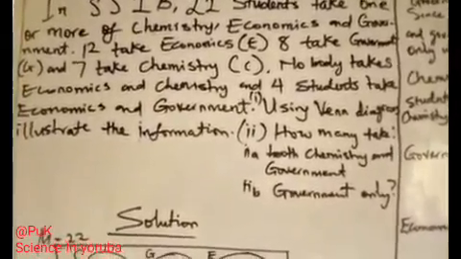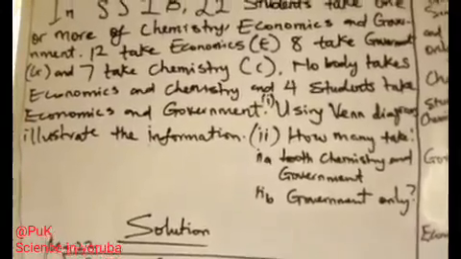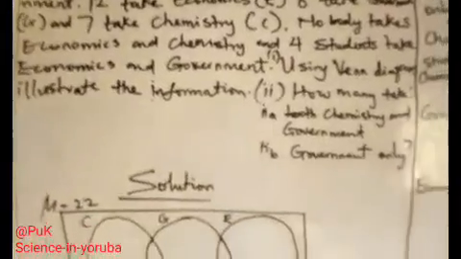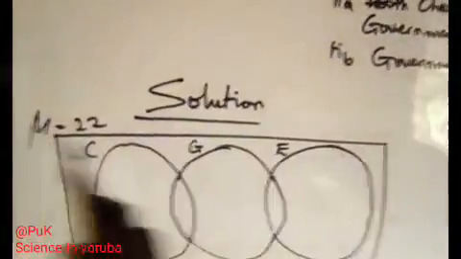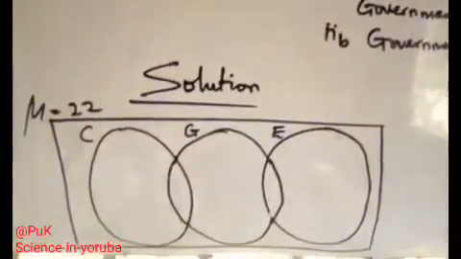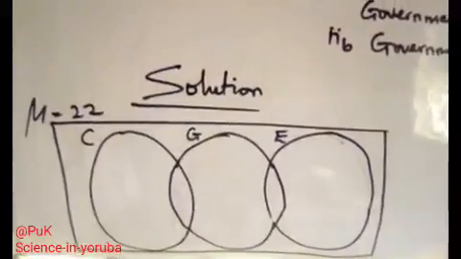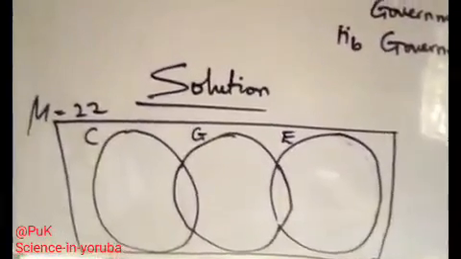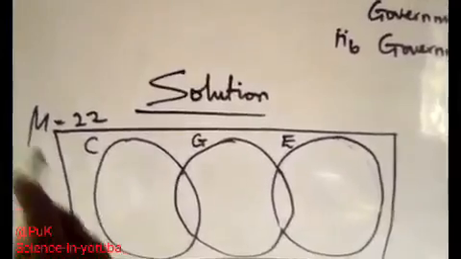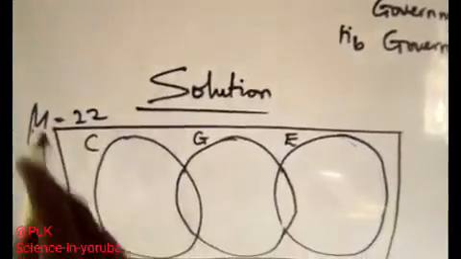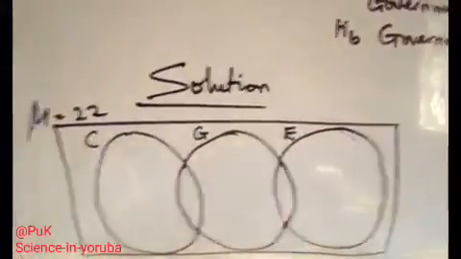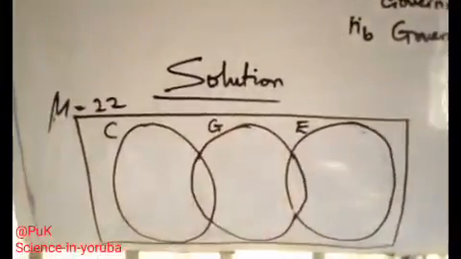So now, using a Venn diagram, what do we do? Now we draw the universal set like this. The rectangle should represent the universal set. So all the students, this is the universal set, which is 22 students, right? Don't forget that this rectangle represents the universal set.